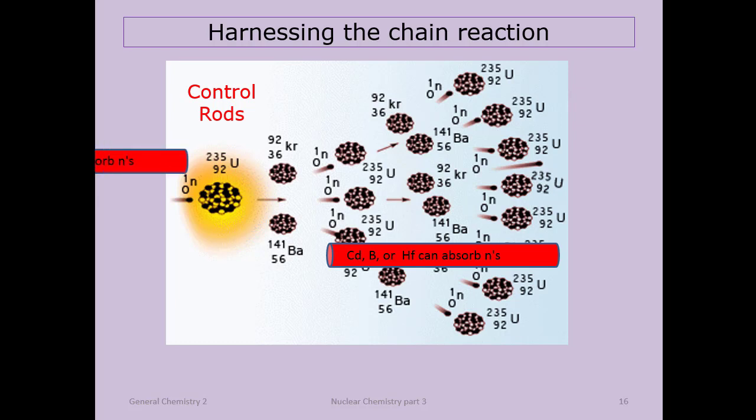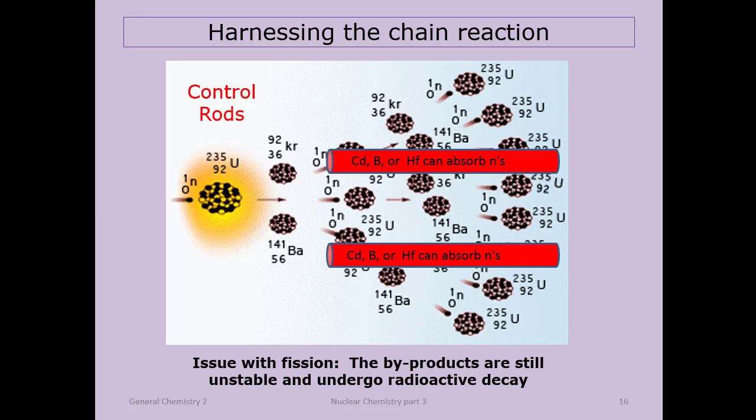So instead of now releasing 3 neutrons, you can actually absorb some out and have a controlled chain reaction. You can insert the rods more, or you can insert the rods less, and that's the key to, and again, this is a very simplified diagram, but that's the key to how we've learned to harness the chain reaction.